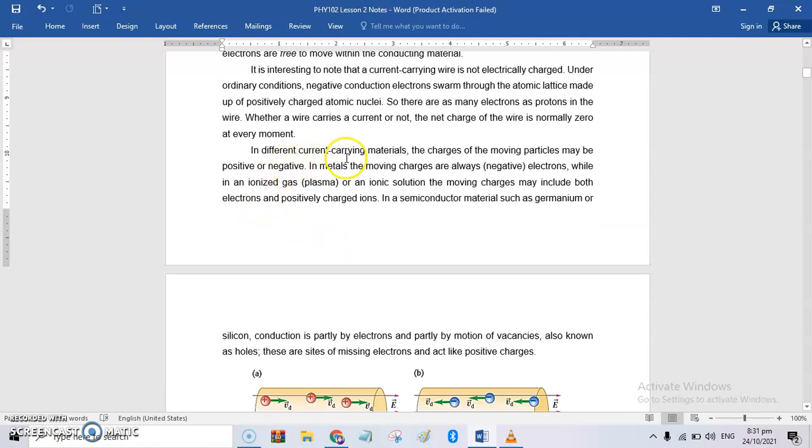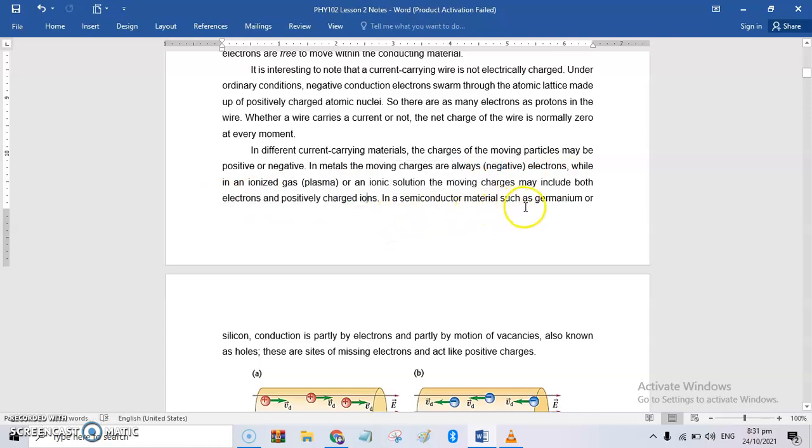In different current-carrying materials, the charges of the moving particles may be positive or negative. In metal, the moving charges are always the negative electrons, while in an ionized gas plasma or an ionic solution, the moving charges may include both electrons and positively charged ions.